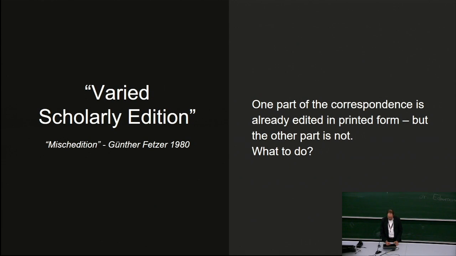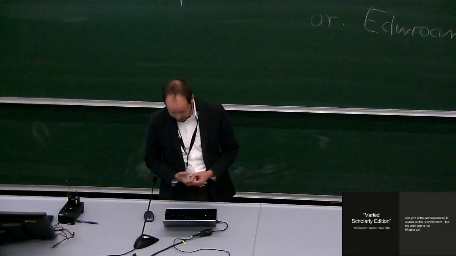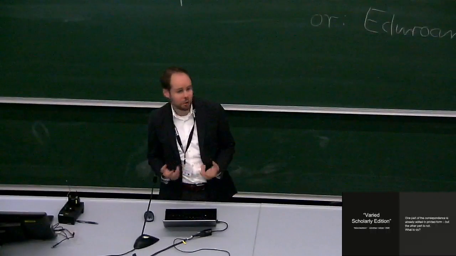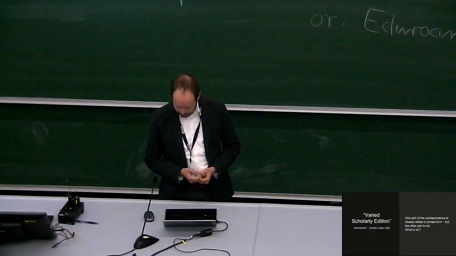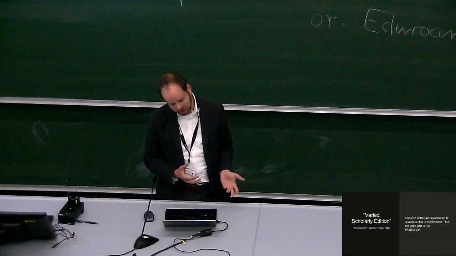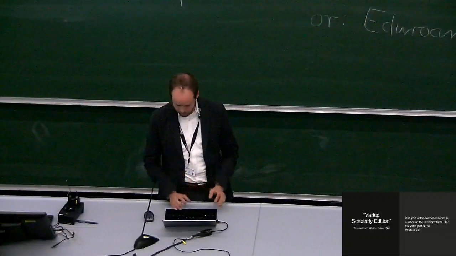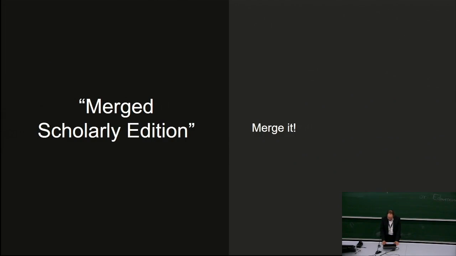For this problem, Günther Fetzer proposed in 1980 the Mischedition, that means in English a varied scholarly edition, where the letter is published according to whether it is already published or not. This means the edition covers edited letters, partly edited letters, and just abstracts of letters if published elsewhere. This proposal was discussed, but did not have much influence. But today, with a digital scholarly edition, we have the chance to take this approach and solve this problem in a more convenient way, to build a merged scholarly edition, as I would name it.